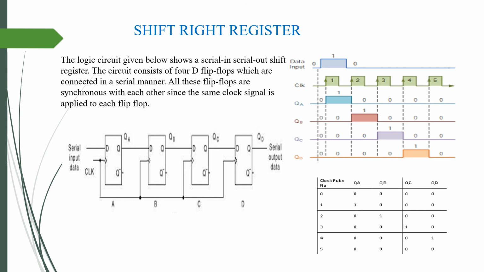at the end of each clock pulse, the data is shifted from one flip-flop to another and we get the data at the serial output terminal. So you can see here the timing diagram and truth table of the shift right register. Here data is shifted in the right direction and you get it at the output.